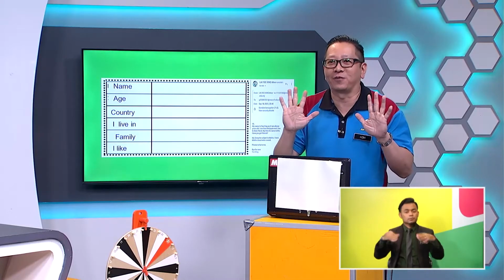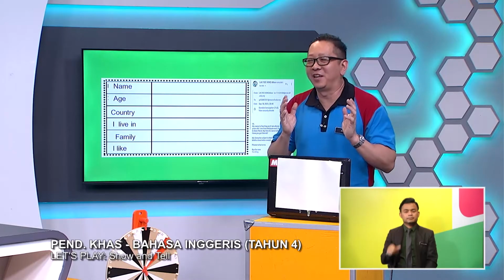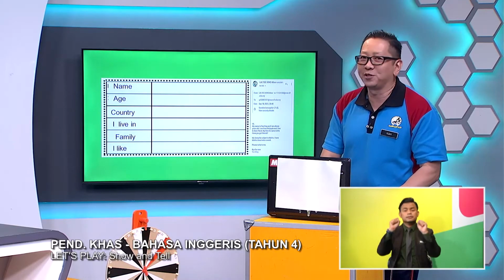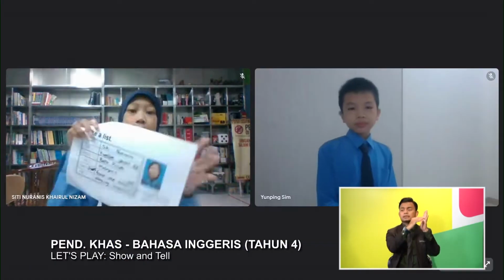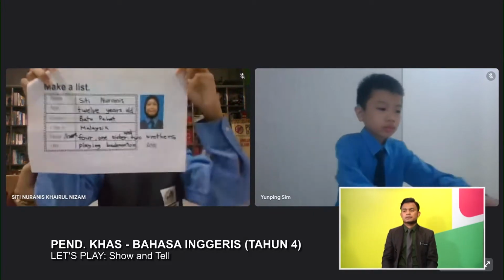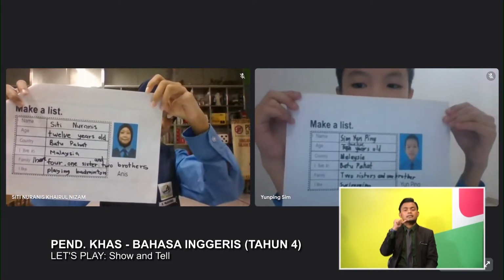This is making a list about yourself. Okay, Anis and Bing Bing, are you ready with your own list? Can you show me? Can you show teachers? All right. So we can see Anis is showing her list and then Bing Bing as well.